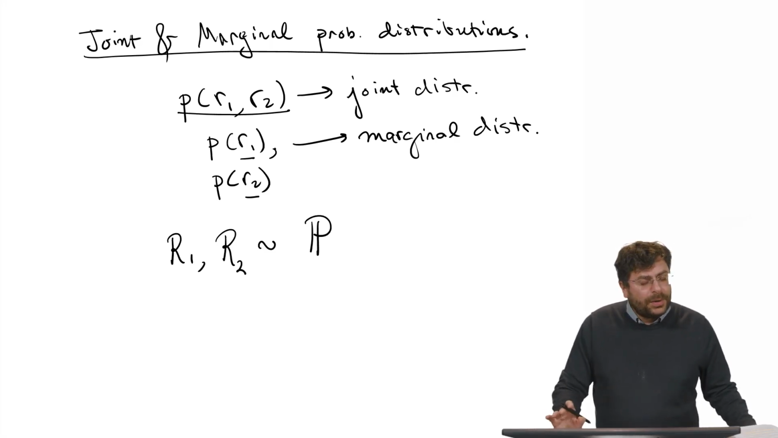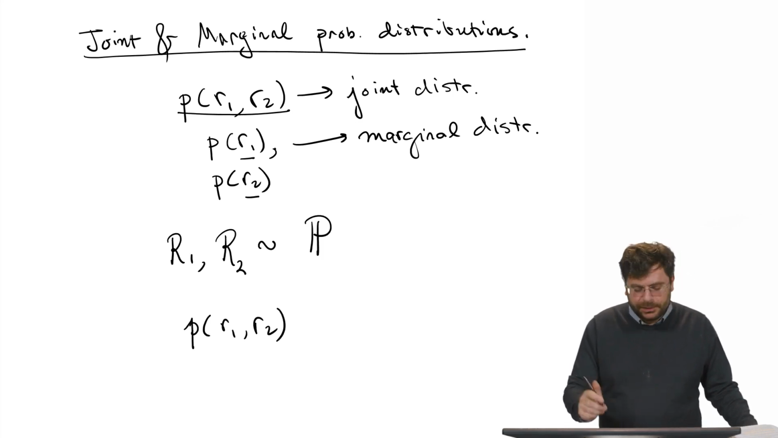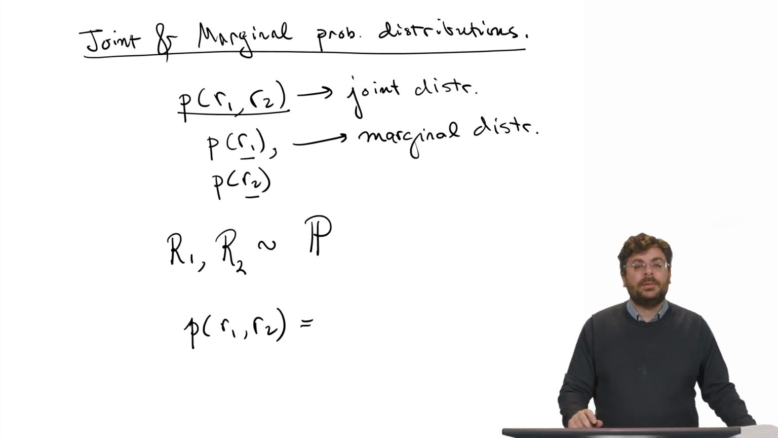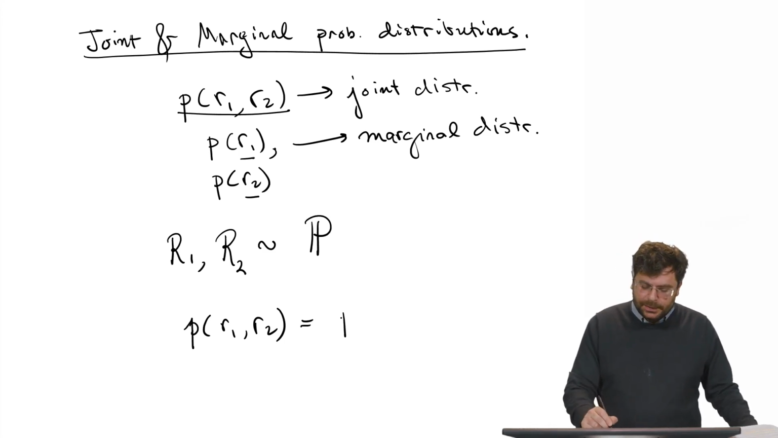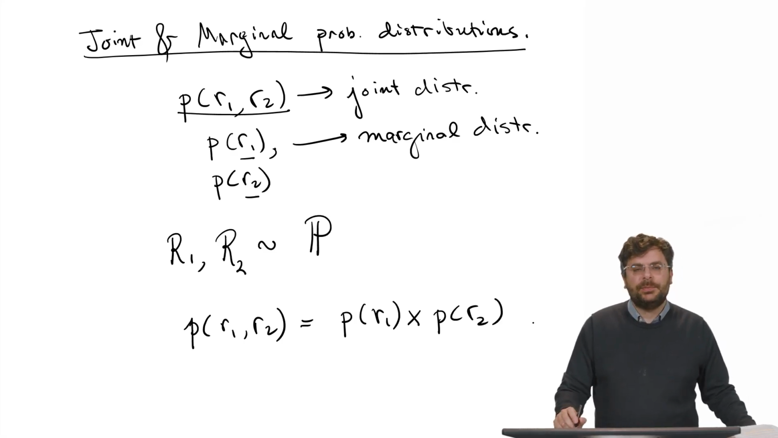Now suppose that R1 and R2 are independent random variables. What do we write then? Well, we already know, sort of intuitively, but we can write down mathematically, that if my random variables are independent, then I can rewrite this joint distribution as a product of two distributions.